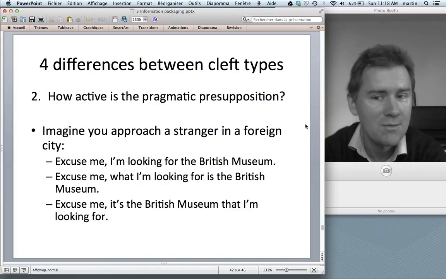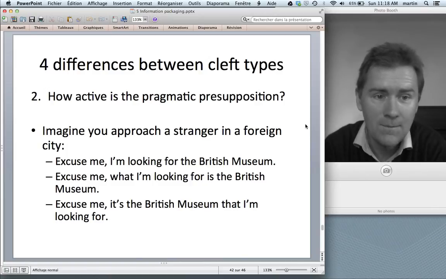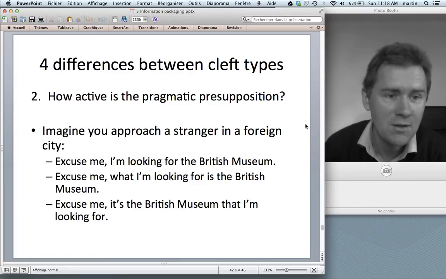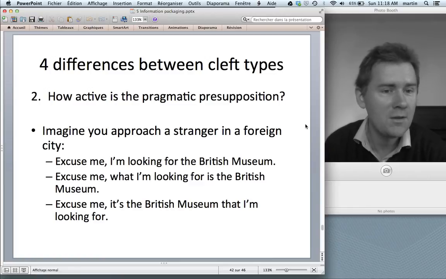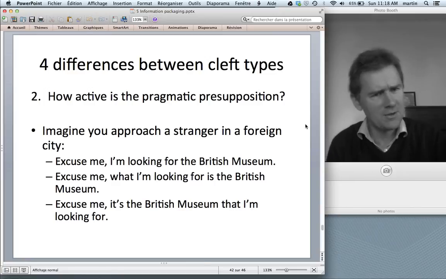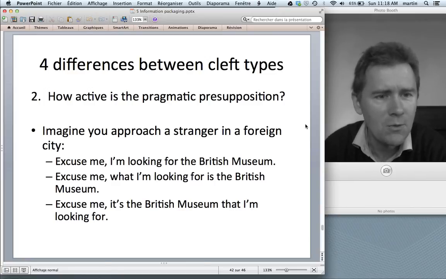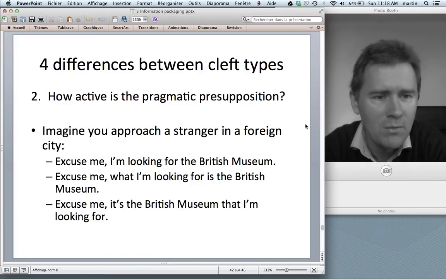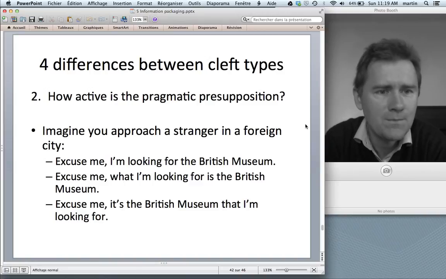And you can imagine that this idea may be active in the hearer if they see you with some map of London upside down, and you have a big camera dangling from your chest, and maybe you have a t-shirt that says, I love London. So somebody approaching you, and you're standing there being totally lost, they can see, or at least get the idea, that you are looking for something, and so it may not be totally inappropriate to expect them to know.